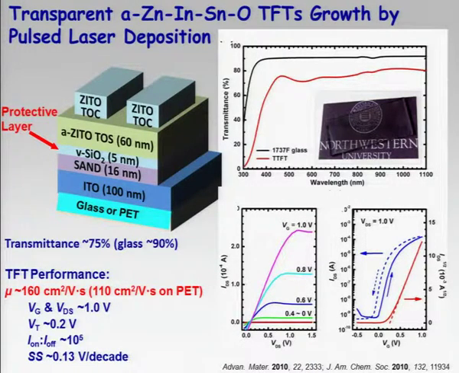So the mobility is 160 centimeters squared per volt second. On PET, rather than glass, the mobility is about 110. Minimum hysteresis, nice optical transparency.